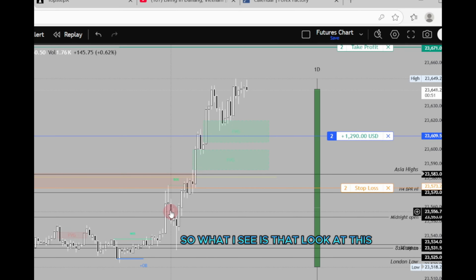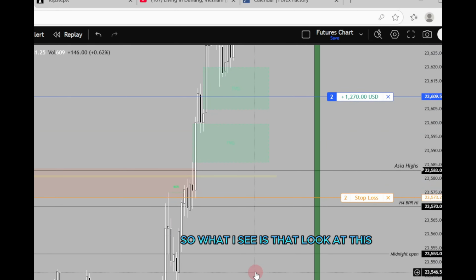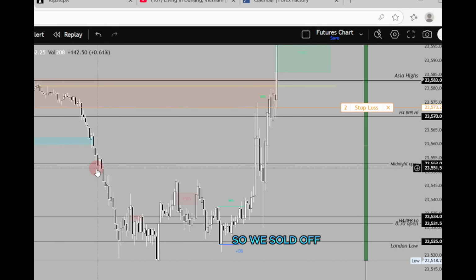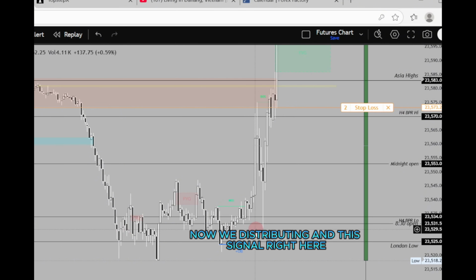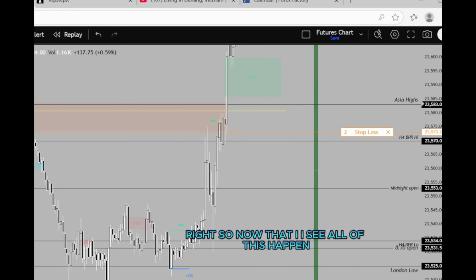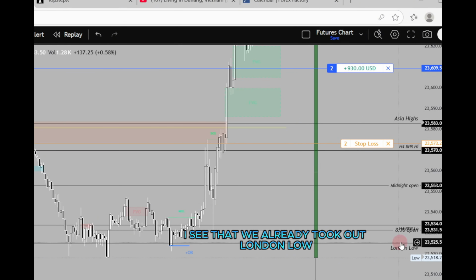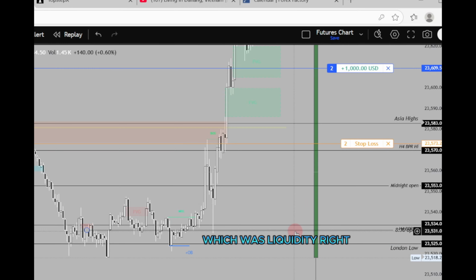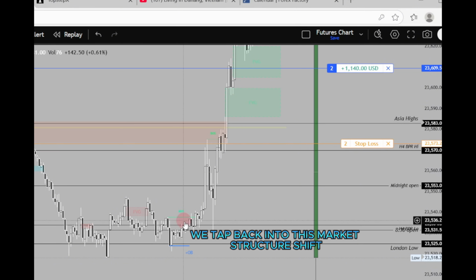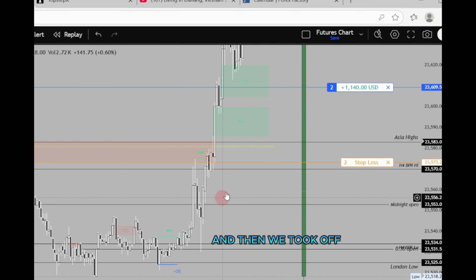So what I see is that, look at this. We have a market structure shift. So we sold off, manipulated, accumulated. Now we distributed. And this signal right here, this market structure shift, is a signal for us to go higher. All right. So now that I see all of this happen, I see that we already took out London low, which was liquidity, right? This candle is the 9:34 a.m. candle. We tapped back into this market structure shift, and then we took off.